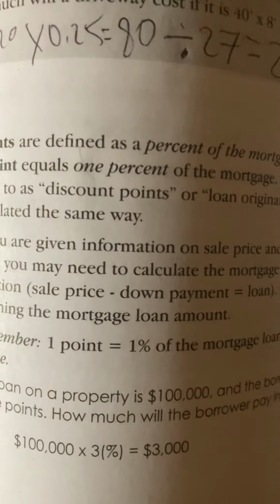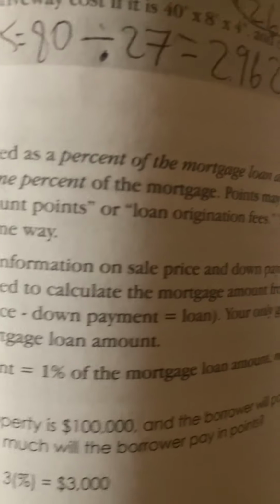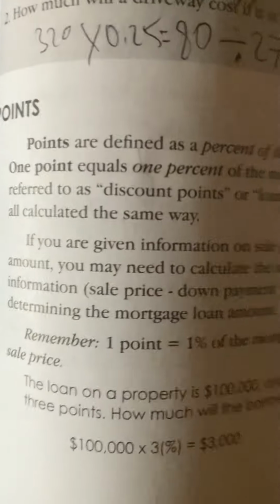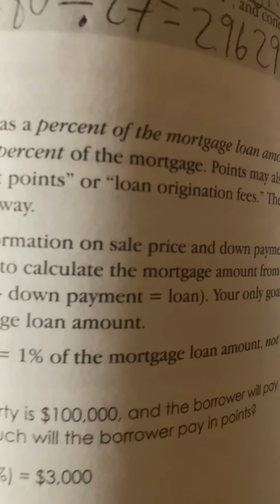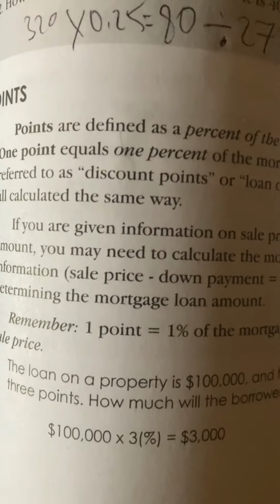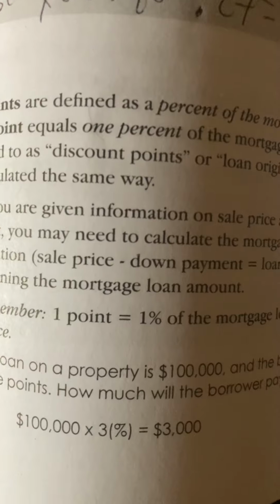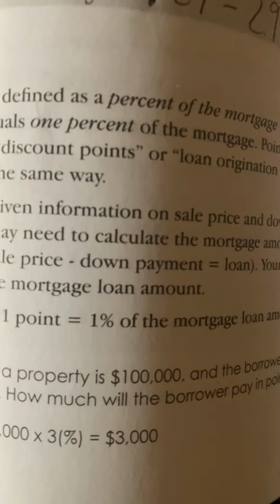The loan on a property is $100,000 and the borrower will pay 3 points. How much will the borrower pay in points? You take the $100,000, you times it by 3%, and that equals $3,000.